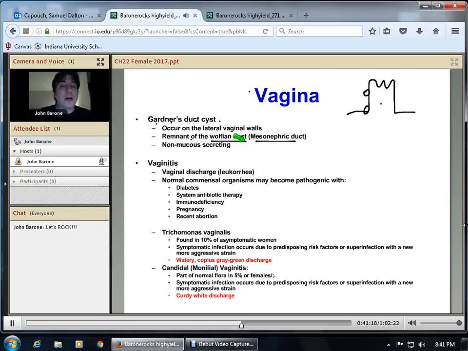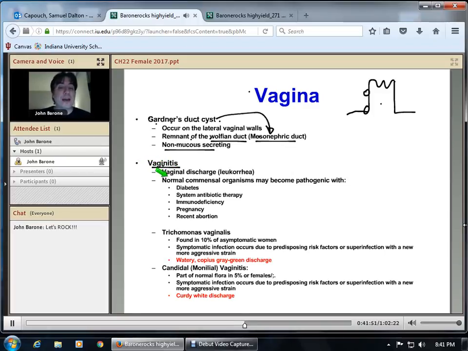This is a remnant of the mesonephric, also known as Wolffian, right? Men are wolves. So for men, you're supposed to have Wolffian duct development. In women, it's supposed to go away. If the Wolffian duct doesn't go away, the remnant will become a cyst. That's the Gartner's duct cyst. And again, that's what they're going to ask you. They'll say the cyst in the lateral vagina wall, inside the vagina lateral wall. They'll ask, what is it? You're going to say it is a remnant of the Wolffian duct. It's non-mucus secreting, it's just Wolffian duct remnants. That's it.